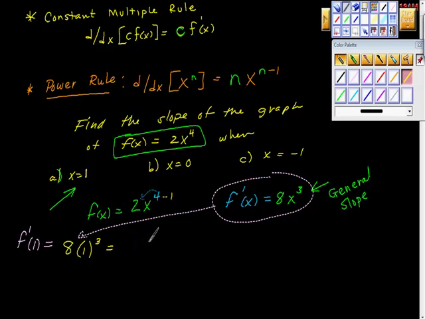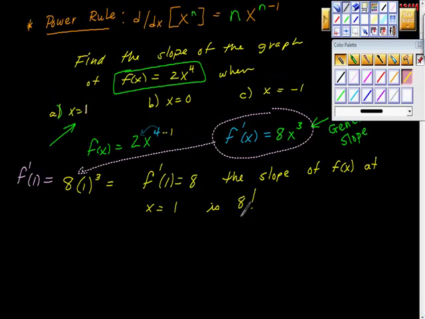So f prime at 1 is equal to 8. So the slope of f of x at x equals 1 is 8. That's not 8 factorial, it's just 8. Okay? So how do we do the rest?